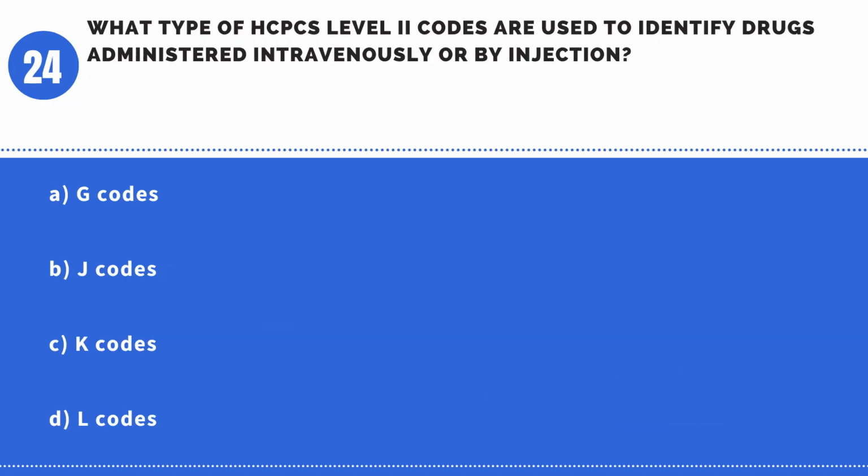Question 24. What type of HCPCS Level II codes are used to identify drugs administered intravenously or by injection? A. G codes. B. J codes. C. K codes. D. L codes.